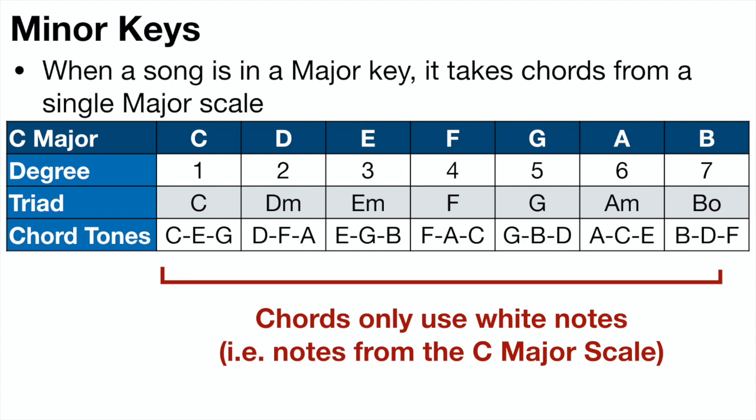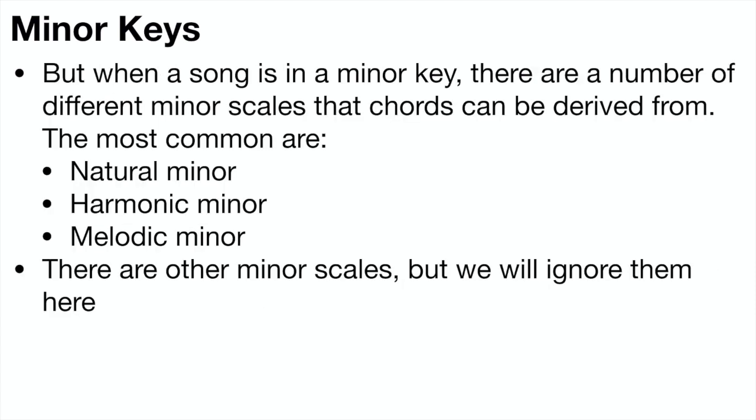Right, that's pretty straightforward. But when we have a minor key, there are a number of different minor scales that chords can be derived from. The most common are the natural minor, harmonic minor, and melodic minor scales. There are also other minor scales, but we will ignore them here. So before we look at Pyramid Song, let's see a simpler example.